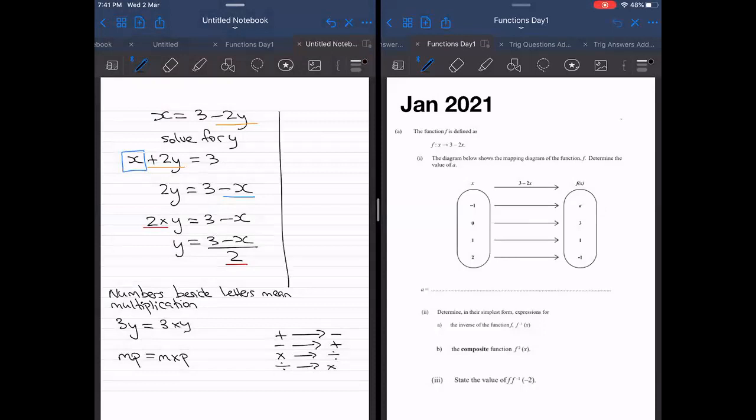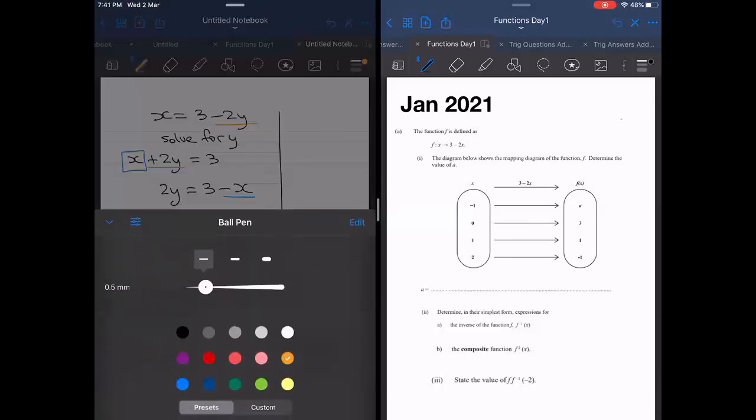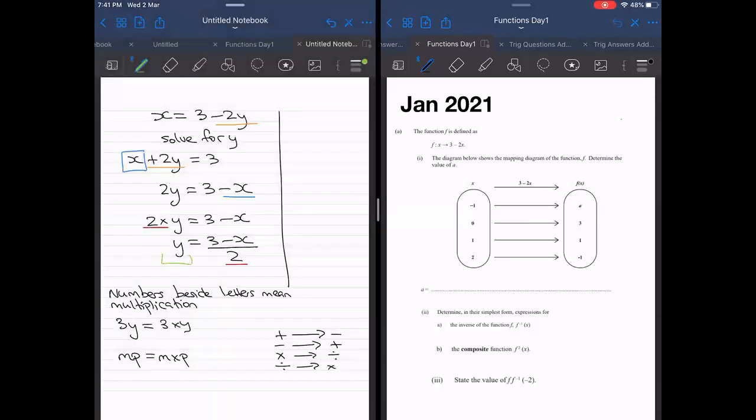Remember, this is the new y. And what did I say? The new y is going to be the inverse. So f inverse of x is simply equal to 3 minus x over 2. So once you find that new y, you have found the inverse.